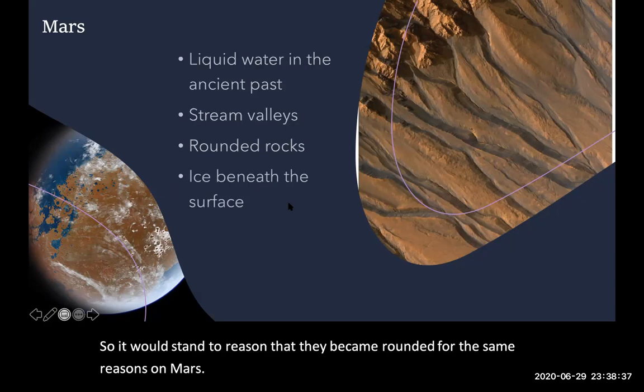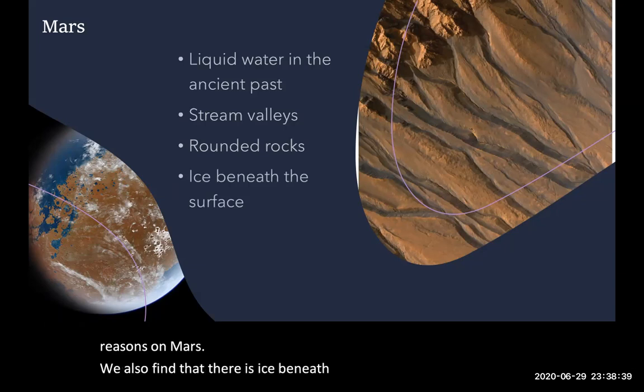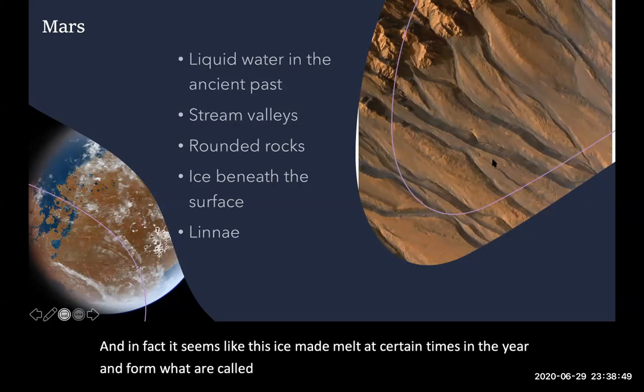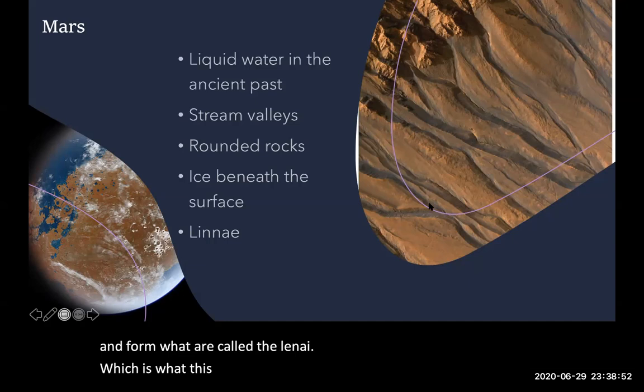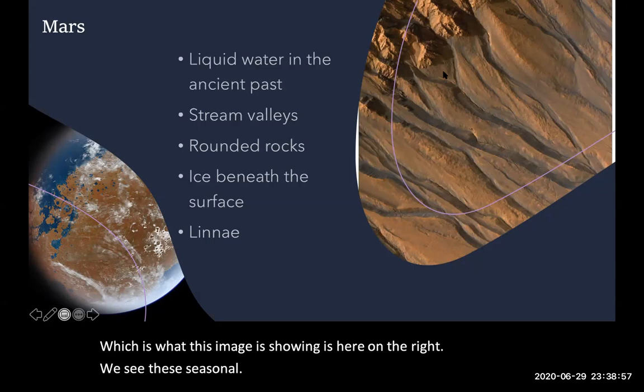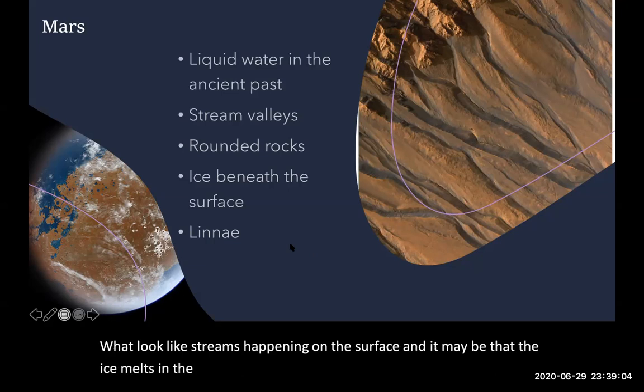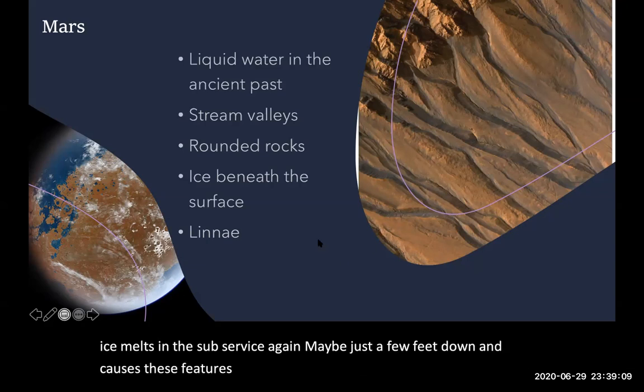We also find that there is ice beneath the surface, just a few feet down. And in fact, it seems like this ice may melt at certain times in the year and form what are called the Linnae, which is what this image is showing us here on the right. We see these seasonal, what look like streams happening on the surface. And it may be that the ice melts in the subsurface, again, maybe just a few feet down, and causes these features to appear on the surface. More study is needed.